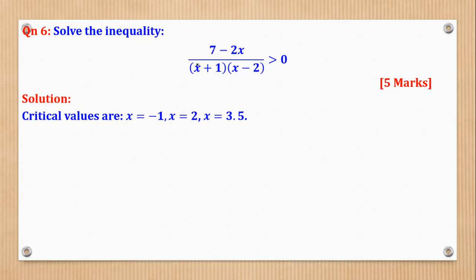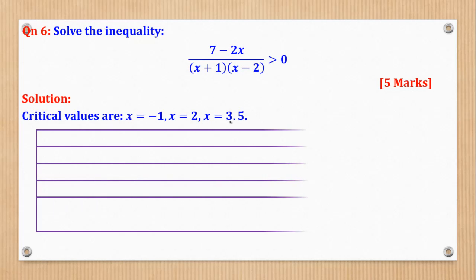So equate this to 0, I'll come up with x equal to negative 1. Equate this to 0, I'll come up with x equal to 2. Equate this to 0, I'll come up with x equal to 3.5. So I think they are arranged in ascending order. Then from there, I can now tabulate.